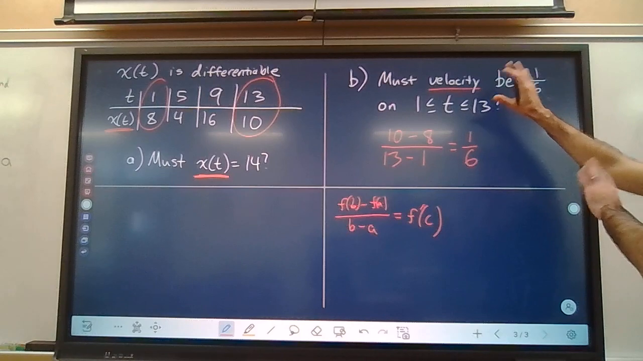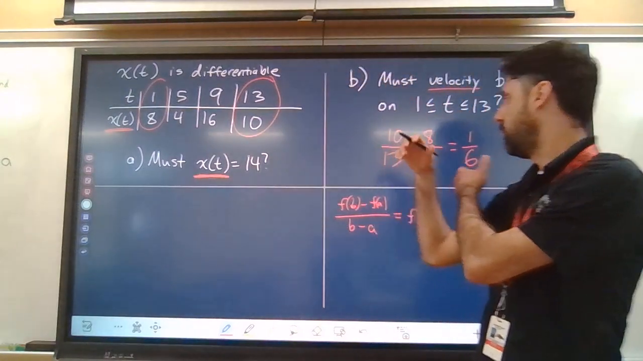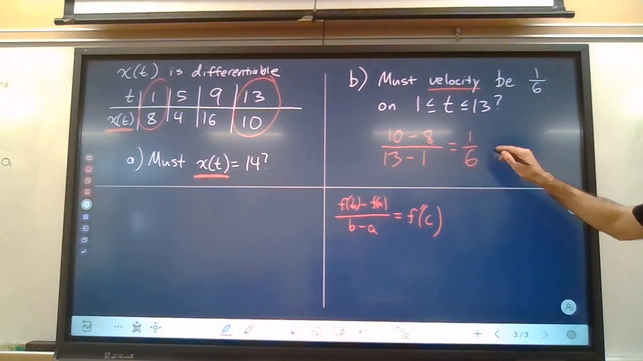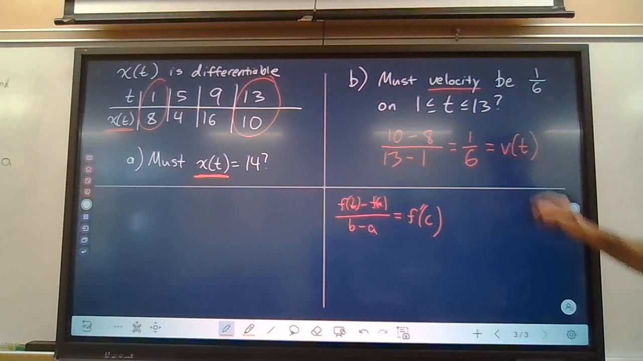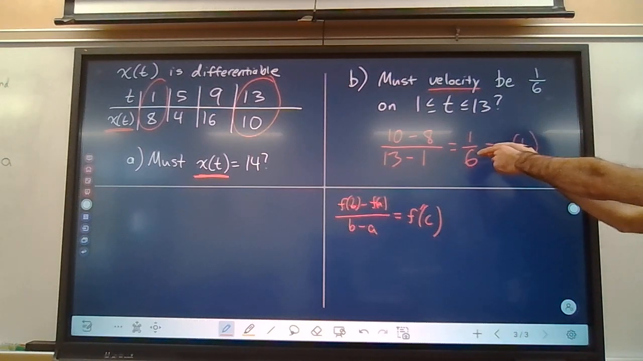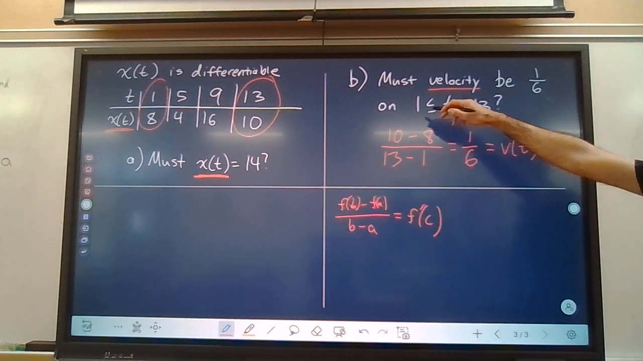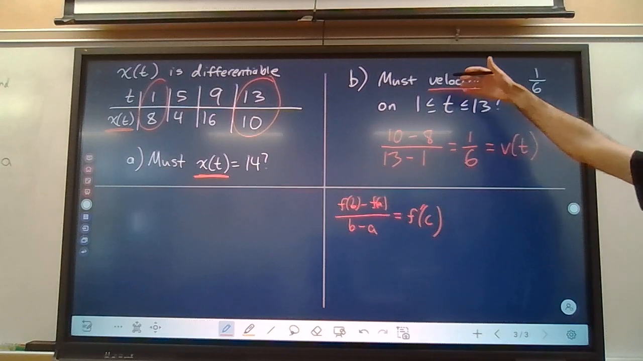This question is different from the last one because we don't actually have a position function to take a derivative of. But what we know is the average rate of change will equal the instantaneous rate of change, v of t, somewhere, right? So velocity must equal this somewhere on that interval. So our answer here would be yes. Our reason would be because of the MVT.